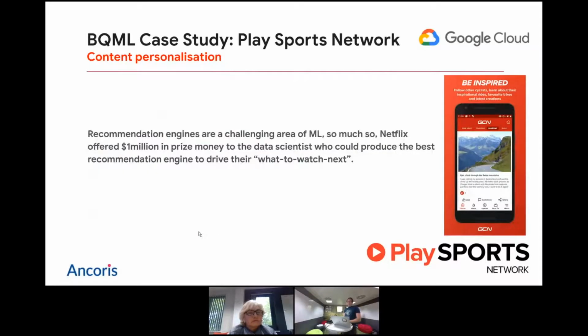Now, recommendation engines, it's worth noting, are a really challenging area of ML. So much so that Netflix offered $1 million in prize money to the data scientists who could produce the best recommendation engine to drive their what-to-watch-next. So it's really big business and really important for companies like Netflix, like Amazon, recommending what to buy. So they put a lot of work and emphasis into these models.